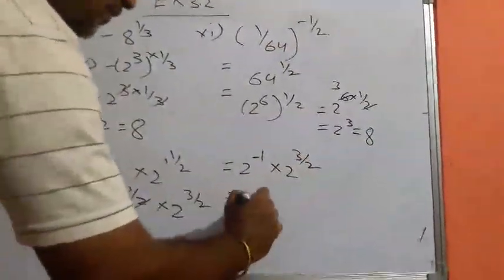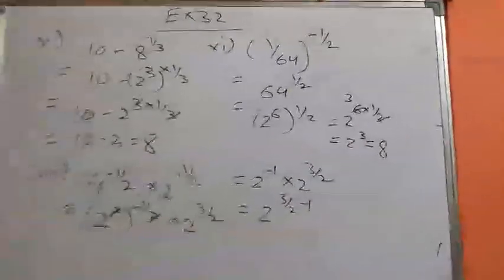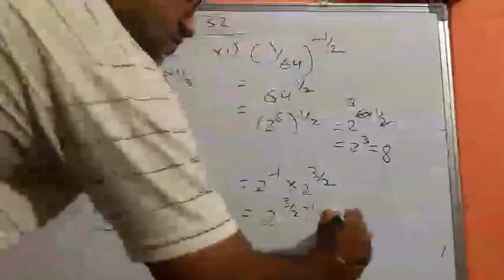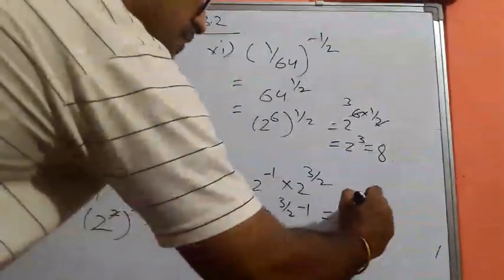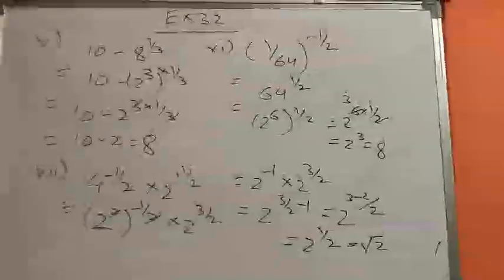So the base is the same, so the powers add. This gives us 3 by 2 minus 1, so 2 to the power 3 minus 2 by 2. That is 2 to the power half. We can write it as root 2. So this is the answer. Wonderful.